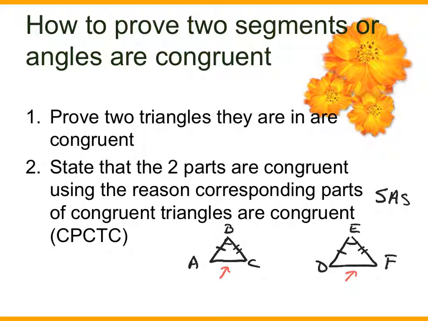So you have to first prove that two triangles are congruent, and then you can do this next step. Then state that two parts are congruent using the reason corresponding parts of congruent triangles are congruent. Now, you don't need to remember all of this because we use this little acronym, CPCTC. The corresponding parts of congruent triangles are congruent. And all that means is that if you've got two triangles that are congruent, then all of the parts that match up will also be congruent.